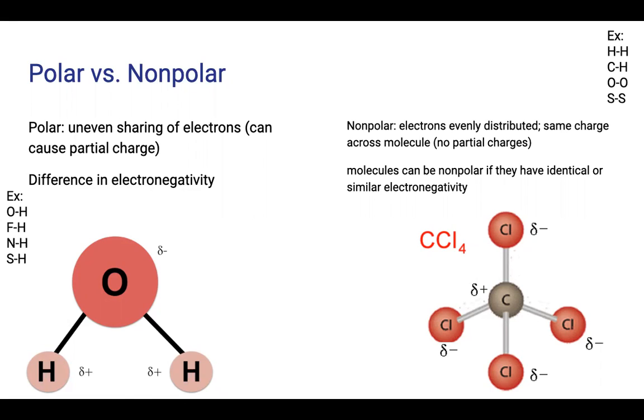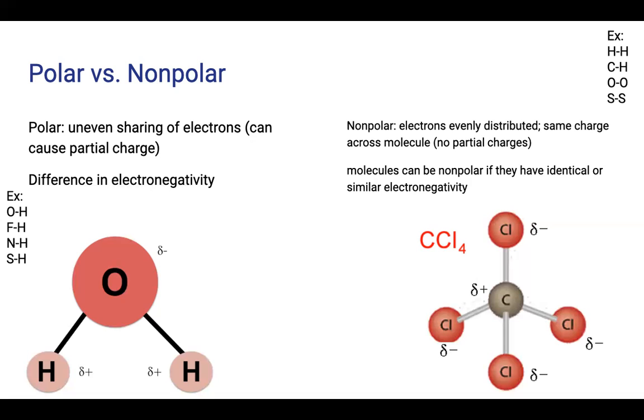So in this example of water, you have the oxygen holding more of the electrons, so it gives it a partial negative charge, whereas that leaves the hydrogens being a little bit more positive because they don't have as many electrons around them, so they get a partial positive charge. And that's what creates a dipole. You have the partial positive and partial negative.